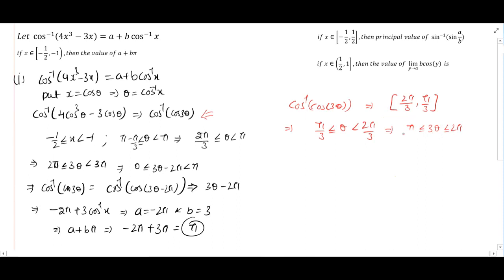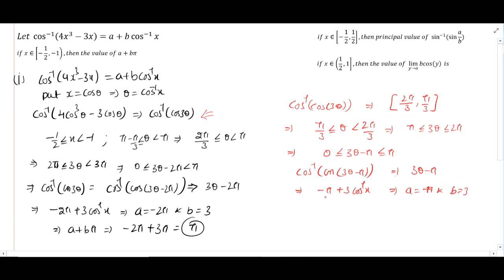Now I need to convert this to the principal branch of cos, so I can add minus pi here. So this becomes 0 less than or equal to 3 theta minus pi less than or equal to pi. Now I can replace cos inverse of cos of 3 theta by 3 theta minus pi. So if I adjust the value, it is minus pi plus 3 cos inverse x. So that means a is minus pi and b is 3.